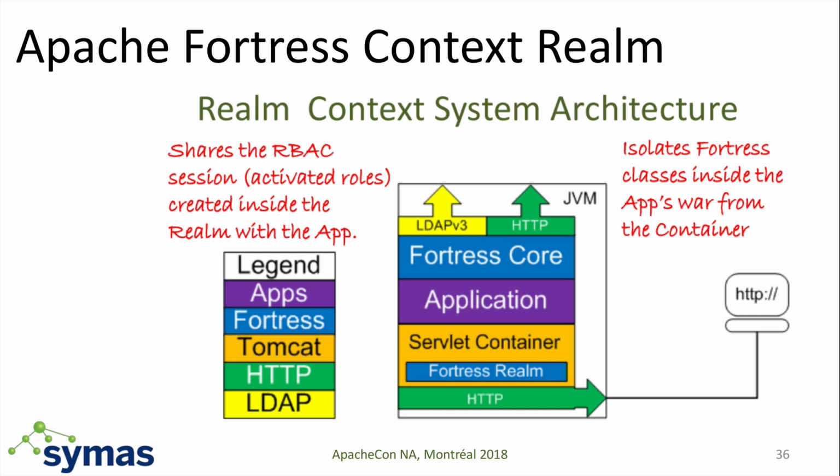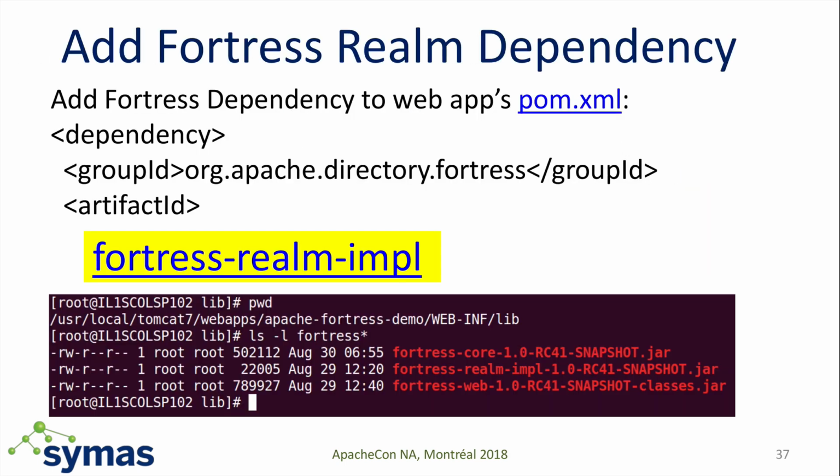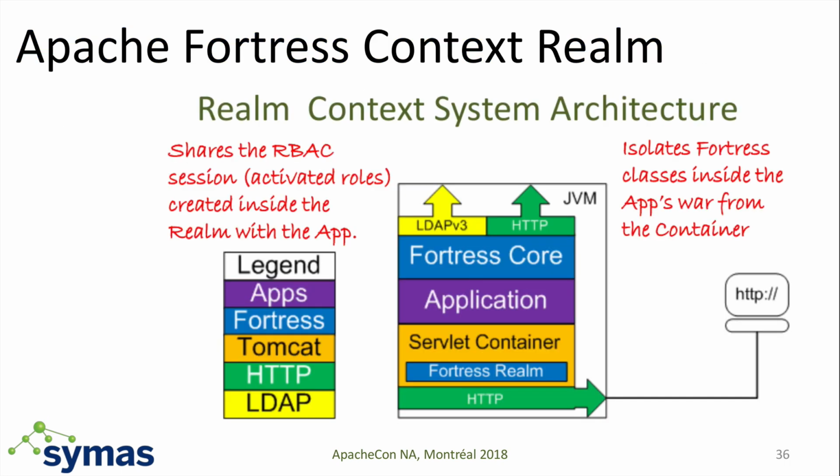So the realm can be deployed in a couple ways. It doesn't really matter for this talk. It does matter that in this case you're going to be pulling the realm dependencies into your application. So you'll add the realm dependency to your POM, and it'll pull those into your web app. Because basically, I guess it does matter. The realm implementation, which is Fortress Core, is actually going to live inside the application itself, not inside Tomcat. So Tomcat's not going to be exposed to those libraries, which is very important. You don't want to expose Tomcat to things like that.